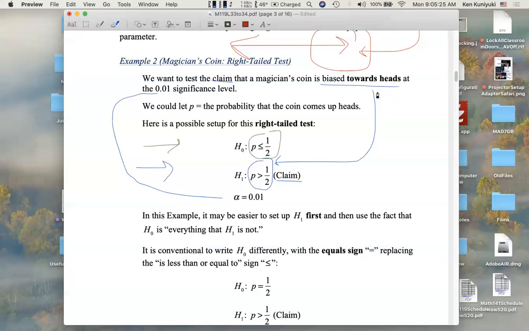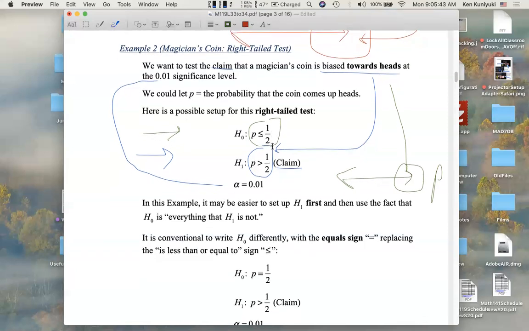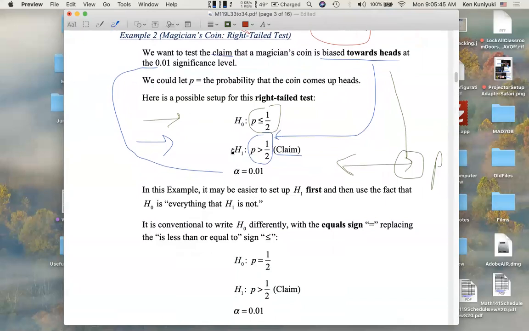Because again, we live in a world where either the null is true or the alternative is true. Now, the idea of being biased towards heads, that corresponds to a tail. On this P number line, the bias towards heads corresponds to the right tail, higher values of P. The null hypothesis always contains the case of equality. So over here, P is greater than 1/2, that's the claim. P is less than or equal to 1/2, that's the null. And the null hypothesis, whenever you have this reference value involved, the null always contains the case of equality.